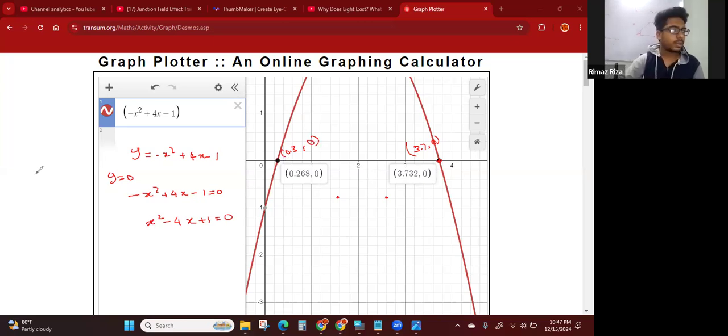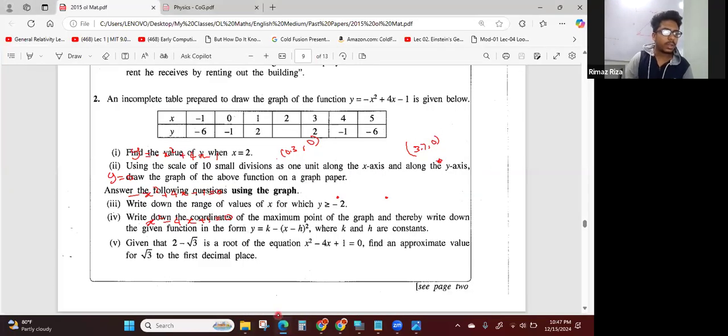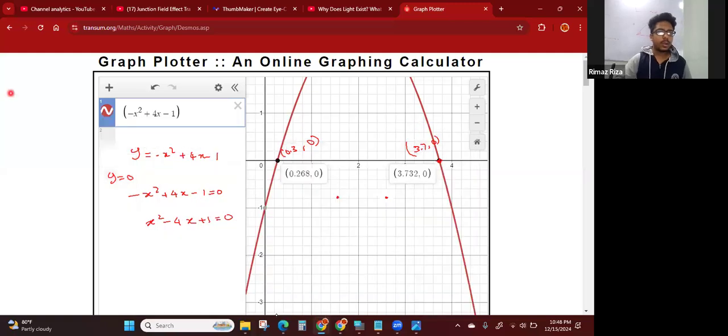Okay, right? So then also they are saying, given that 2 minus root 3 is a root of the equation, find an approximate value for root 3. Okay, 2 minus root 3 is a root for that equation. So now 2 minus root 3 is either this one or this one. Okay, so I say this is A and B. Now tell me which is 2 minus root 3, A or B?